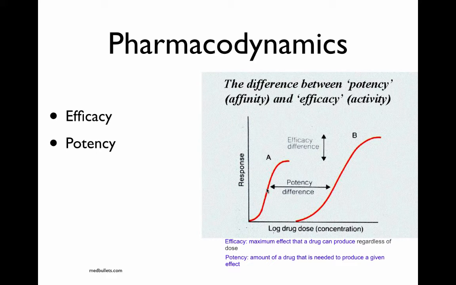Curves are exactly the same, mathematically. However, the Bmax is efficacy for pharmacodynamics, and the Kd or the affinity is potency. Drugs can have different efficacies and they can have different potencies.